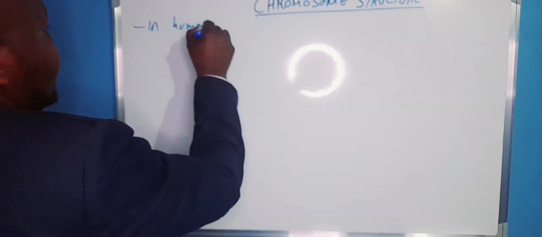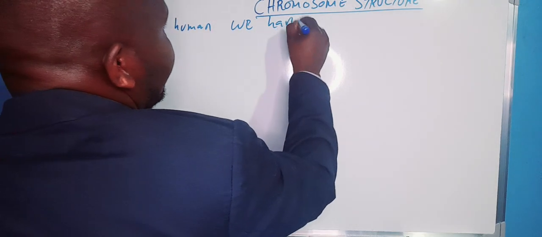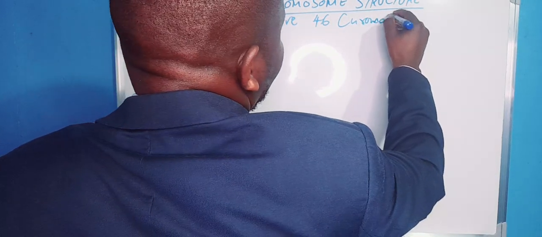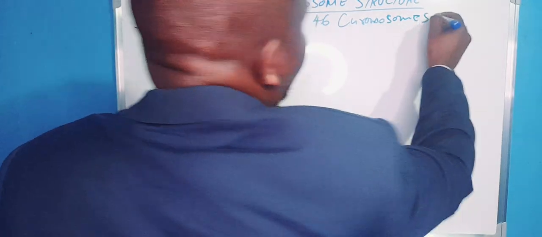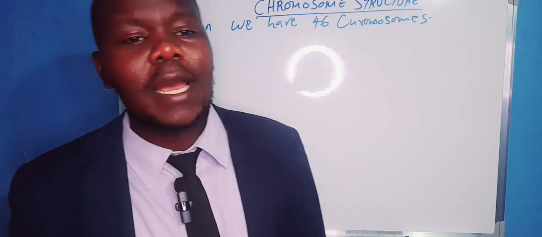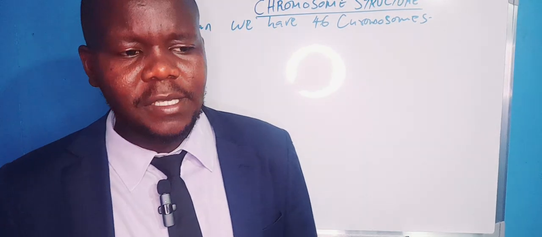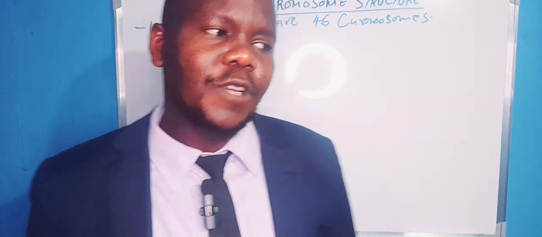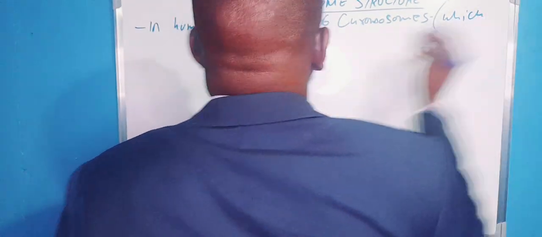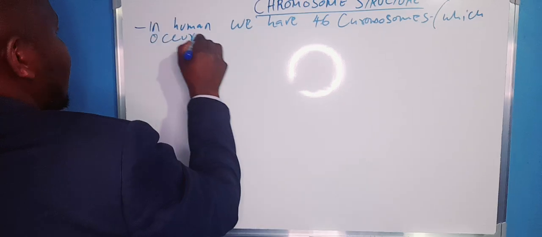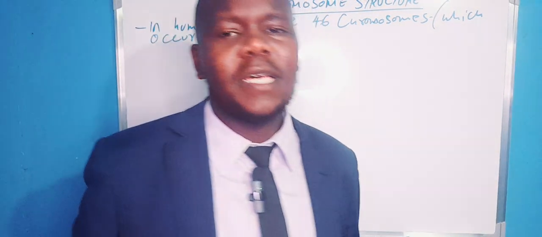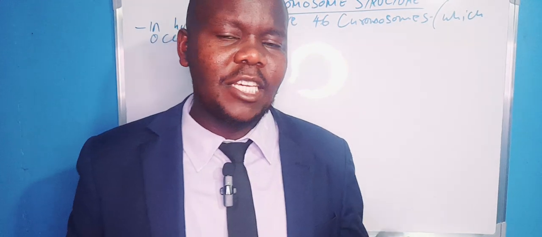In human, we have 46 chromosomes. I'm saying we have how many? 46 chromosomes. And these chromosomes occur in pairs. We are saying they occur in what? In pairs. So when you speak about occurring in pair, it means there are 23. So they are just in pair form.